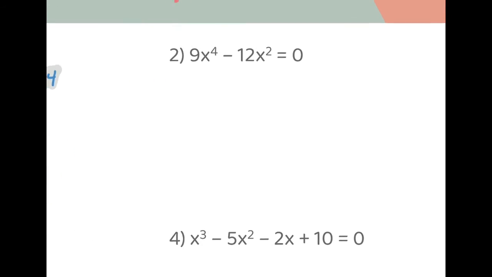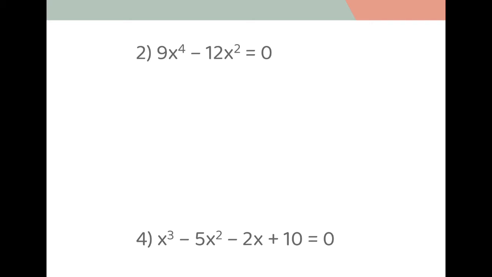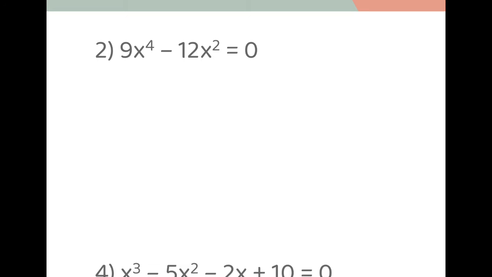Okay, 2 is very similar, except it's already set equal to 0. I didn't have to move anything. I'm looking at both of these terms. This time they are both divisible by 3x squared again. So the 3x squared is coming on the outside. Divide this by 3x squared and this by 3x squared. And I get 3x squared minus 4 equals 0.